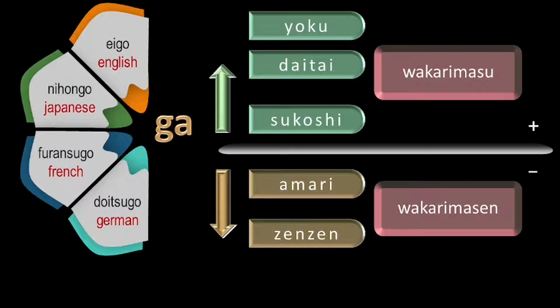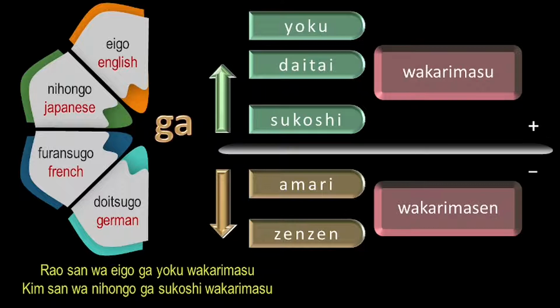To say Mr. Rao understands English well, in Japanese it will be Rao-san wa eigo ga yoku wakarimasu. To say Mr. Kim understands Japanese a little, let us replace yoku with sukoshi. So in Japanese it will be Kim-san wa nihongo ga sukoshi wakarimasu.